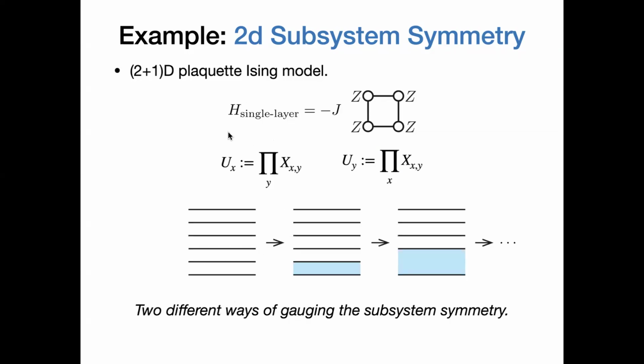So according to our previous prescription, what we want to do is to again stack these single layer models into a 3D lattice and then sequentially gauge the bilayer subsystem symmetry, the subsystem symmetry acting on each pair of layers, 1 and 2, 2 and 3, and so on. But there's an interesting feature in the case of subsystem symmetry. At least in this example, there are 2 different ways of gauging the subsystem symmetry, and they lead to different bulk topological orders. Let me explain them one by one.